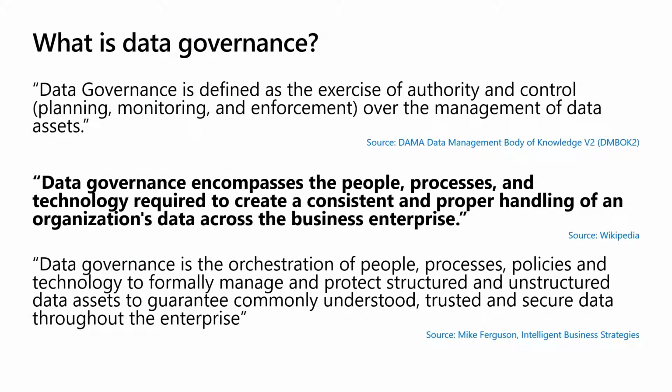So a great place to start then is, what is data governance by definition? And one of my favorites is from Wikipedia because it's simple in that data governance encompasses the people, the processes, and the technology required to create a consistent and proper handling of an organization's data across the business enterprise. So what I like about this definition is that it underscores the importance of people and processes, not just the technology in data governance.